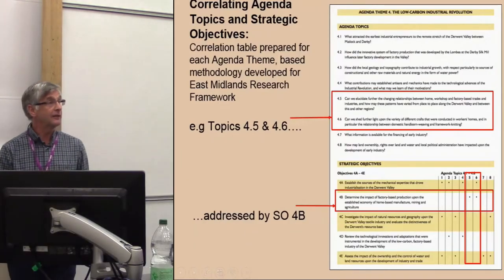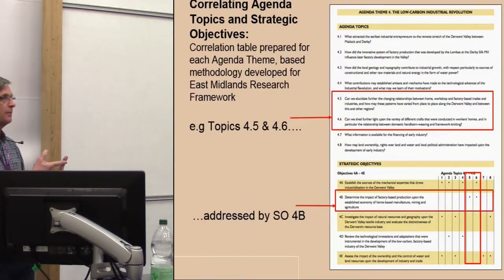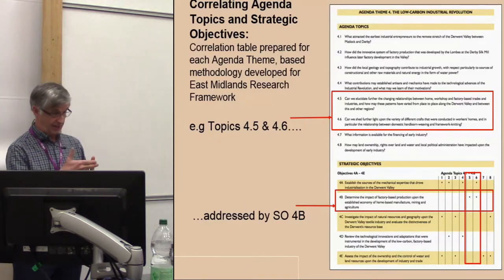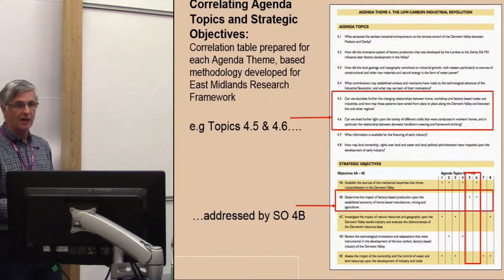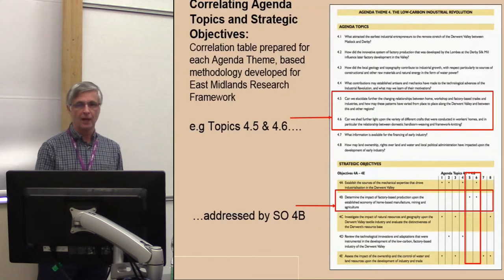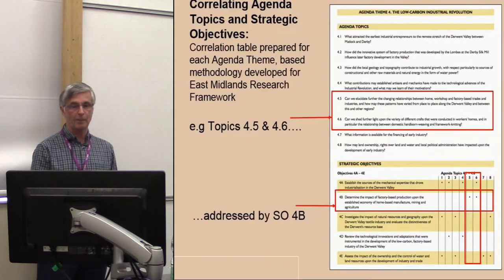And finally, the last part was, okay, we've got agenda topics, we've got strategic objectives. Okay, how do we correlate those? And we came up with this table. For each theme, we had a single page. The top half of the page was agenda topics. The bottom half was strategic objectives. And what we attempted to do was show how topics correlated closely with strategic objectives.